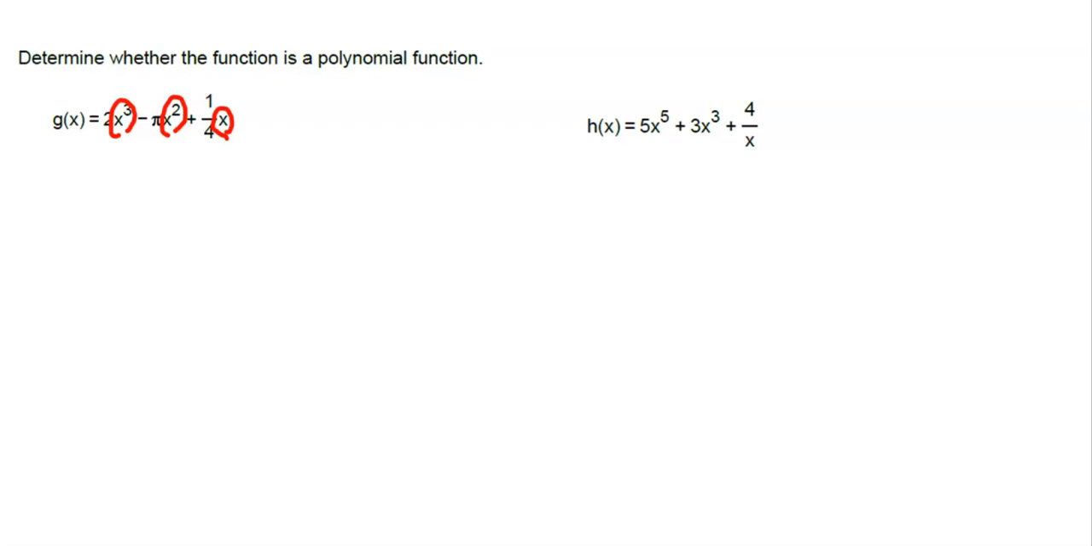The second equation is not a polynomial function, and it's because of that last term. In fact, if we rewrote that last term, it would be 4 times x to the negative first power.